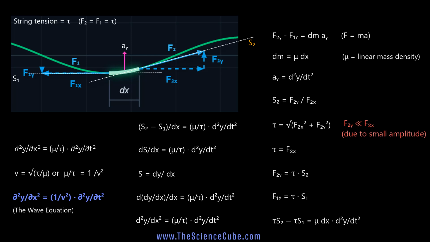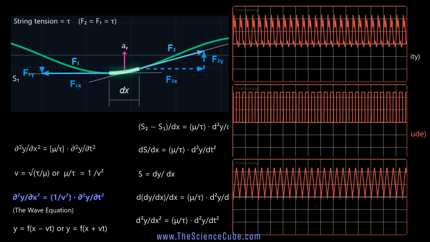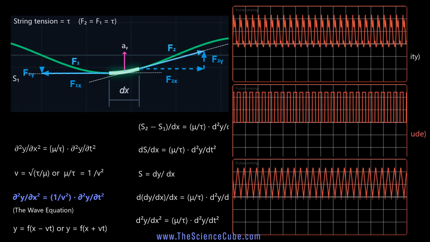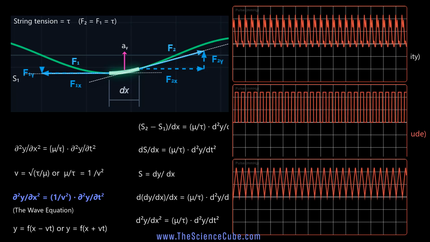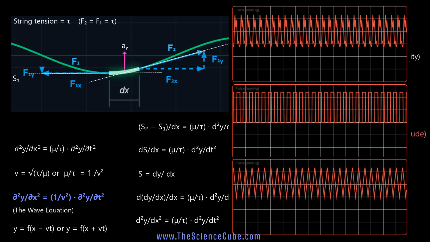And you might think this equation only works for the sinusoidal waves we've been studying so far, but actually any function of the form y is equal to f of (x minus vt) or y is equal to f of (x plus vt) satisfies this equation. Pulses, square, triangular waves, anything. The wave equation does not care about the shape of the wave. It only cares about the relationship between how the wave curves in space and how it curves in time.